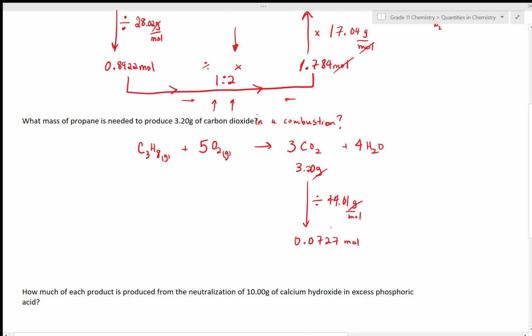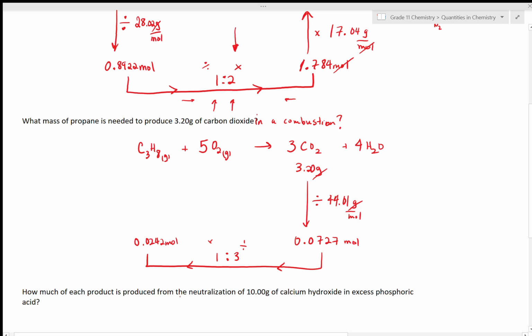Now, I don't want moles of carbon dioxide. I'm looking for a mass of propane. So I know I'm here, and I need to make it all the way over to here. I'm going to write out my ratio. My ratio between propane to carbon dioxide is 1 to 3. Now, which way is the train moving? Train is moving in this direction. So I'm going to divide by the first number I interact with, multiply by the second number I interact with, and I'm going to produce the number of moles over on this side, 0.0242 moles.